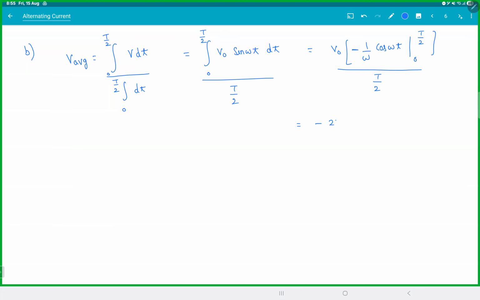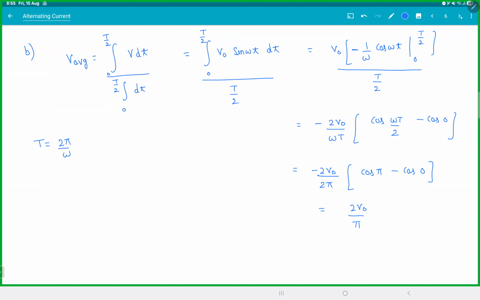This will be minus 2 V naught by omega t, cos omega t by 2 minus cos 0. Remember, the time period is given by 2 pi by omega. So when you substitute here, this will be minus 2 V naught. Omega t is nothing but 2 pi, and cos omega t by 2 will be cos pi minus cos 0. That will become minus 2. The 2 will cancel. You get 2 V naught by pi. This is your average value.